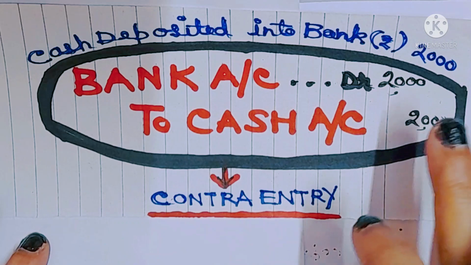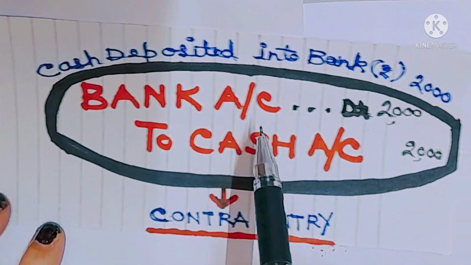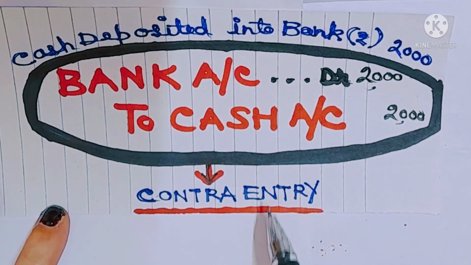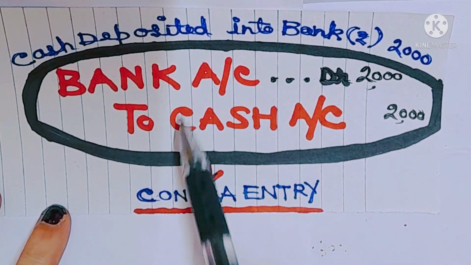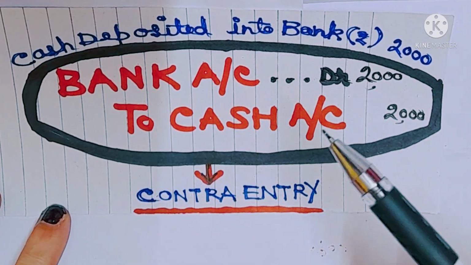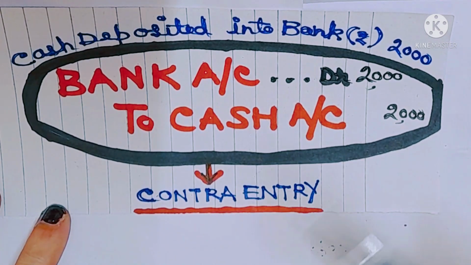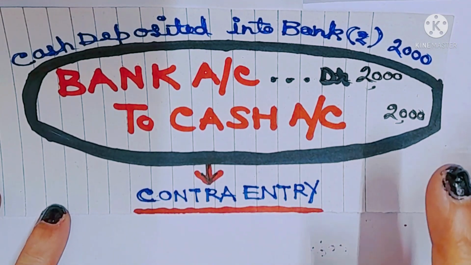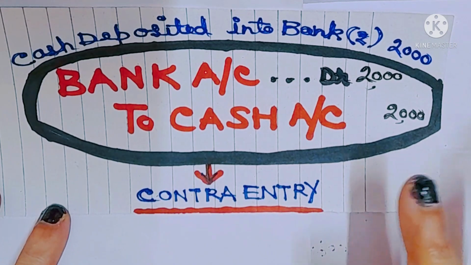So what will be the journal entry when cash is deposited into bank? The journal entry will be bank account debit to cash account. This is a contra entry. Why? Because it affects both the accounts, bank account as well as cash account. যখনই bank account ডেবিটে থাকবে, cash account ক্রেডিটে থাকবে, or cash account ডেবিটে থাকবে, or bank account ক্রেডিটে থাকবে, this is a contra. There are only two types of contras. Cash deposit into bank, that is bank account to cash account, or cash withdrawn from bank for office use, cash account to bank account.